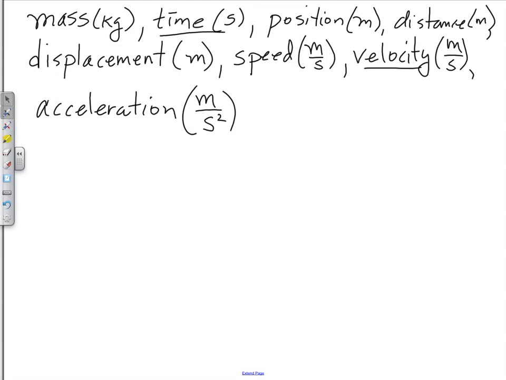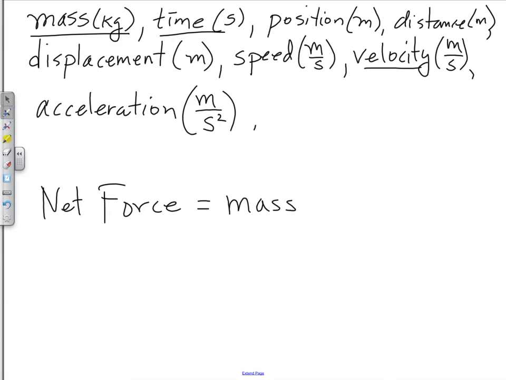Okay? So the next thing that we're going to talk about will be force. And force, in many cases, we're talking about the net force. The net force acting on an object that possesses some mass m is just going to be the mass times, or the product of the mass and the acceleration.